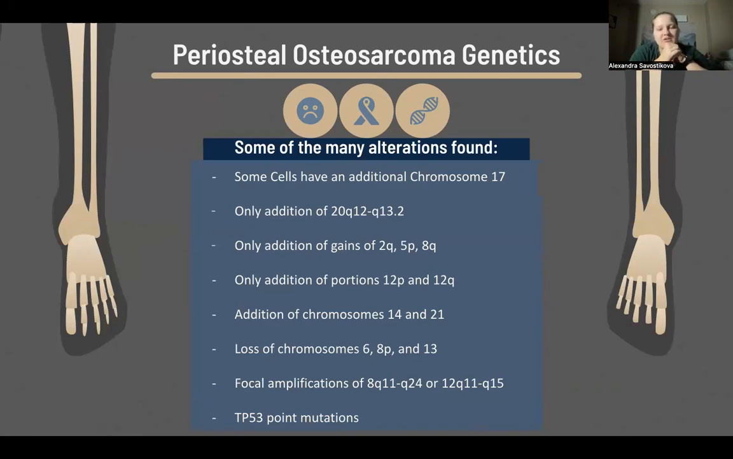And then going back to chromosome modification, sometimes they'd have a double duplicate of chromosomes in some cells, not all, but some of them, and that would be chromosomes 14 and 21, or again missing chromosomes 6, 8p, and 13. They'll have amplifications of certain ones. And then finally, the thing I find interesting because I'm researching it is the TP53 point mutation. So it's kind of like a specific mutation in that pathway.